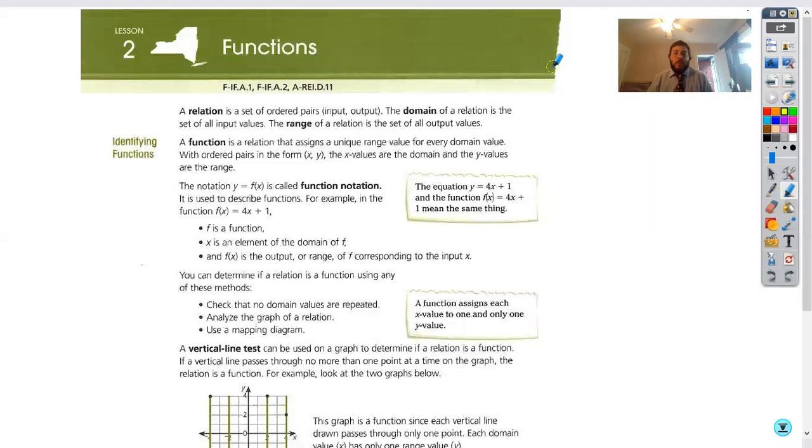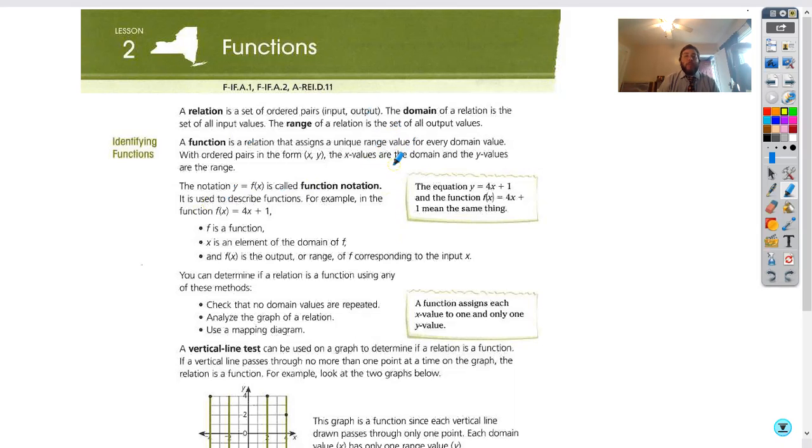All right, so here we're starting with lesson two. Lesson two has to do with functions. We're going to take a look at what a function is and the difference between a relation and a function. So a relation is a set of ordered pairs, an input or output.